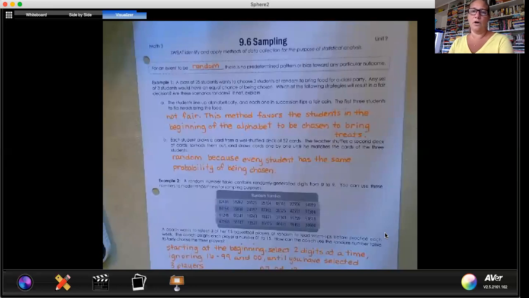Each student draws a card from a well-shuffled deck of 52 cards. The teacher shuffles a second deck of cards and spreads them out and draws cards one by one until he matches the cards of the 3 students. Okay, this is going to be random because every student has the same chance of being chosen.